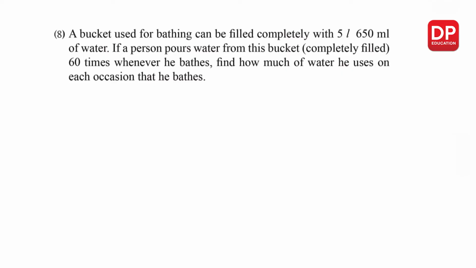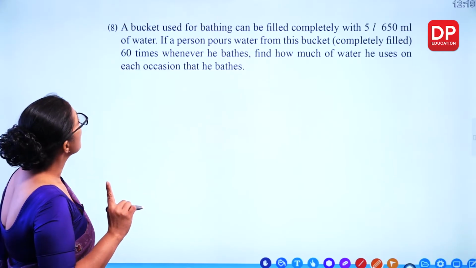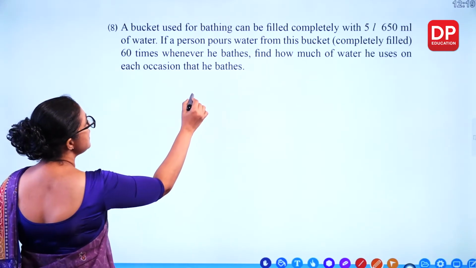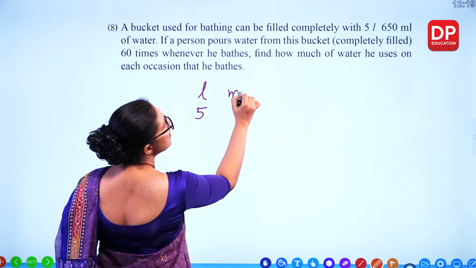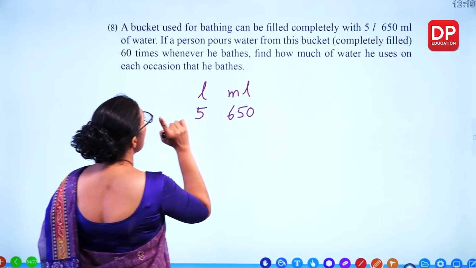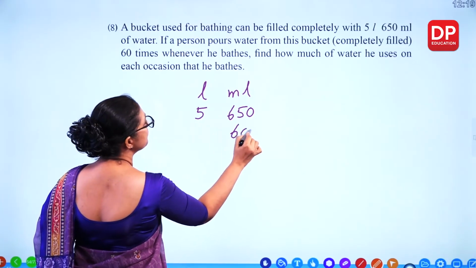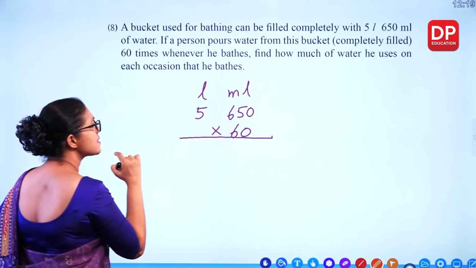Question number 8. A bucket used for bathing can be filled completely with 5 liters 650 milliliters of water. If a person pours water from this bucket completely filled 60 times whenever he bathes, find out how much water he uses on each occasion that he bathes. So a bucket filled with 5 liters and 650 milliliters. So how many buckets he used? 60. So multiply this by 60.